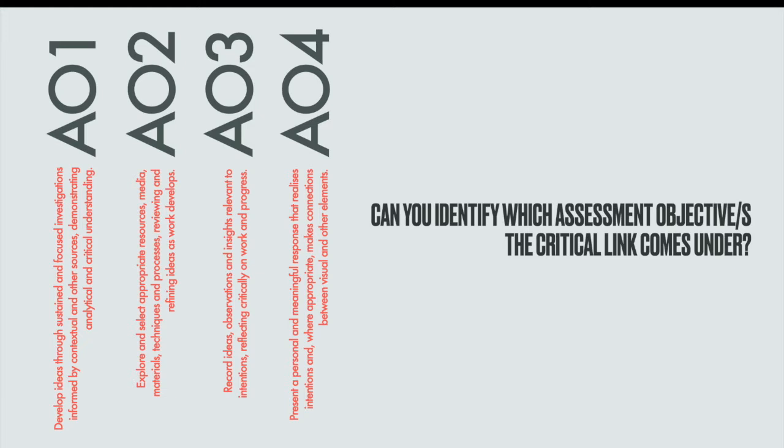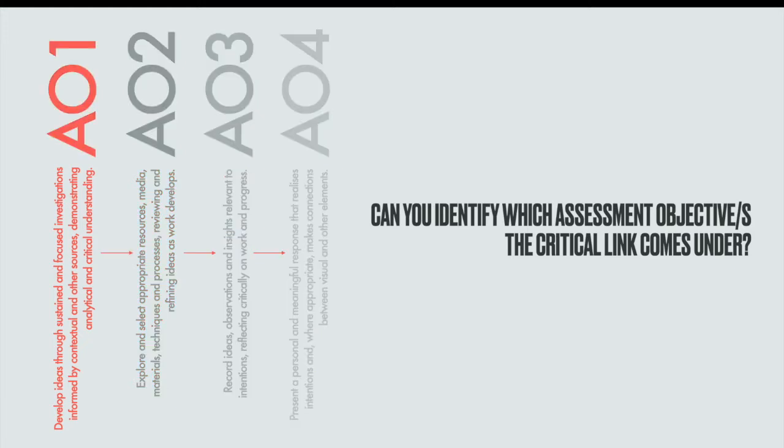So as you can see, assessment objective 1 is the ability to analyse and research. In the assessment objective 2, it's the ability to develop an idea. AO3 is your ability to record, and AO4 is sort of the whole project, your ability to produce a project that's personal and meaningful, that has been influenced by relevant resources, etc. So in terms of the critical link, the main assessment objective that comes under is assessment objective 1.